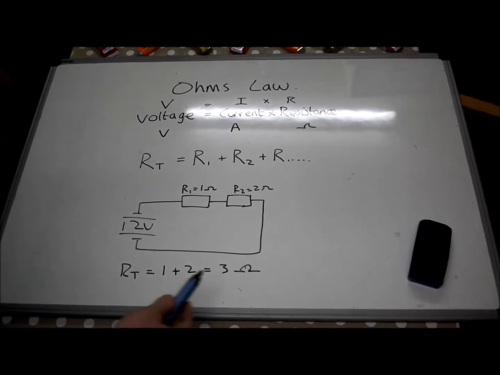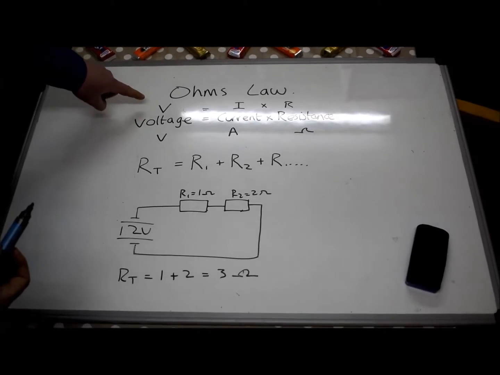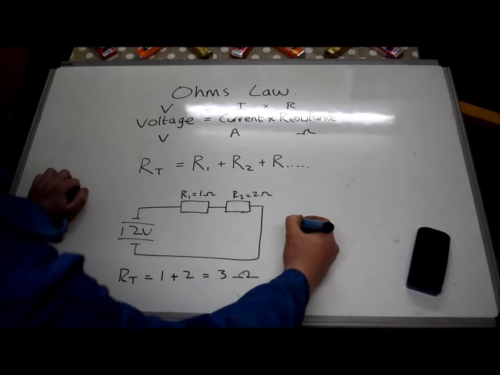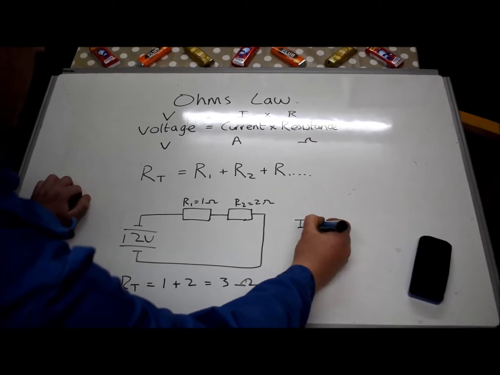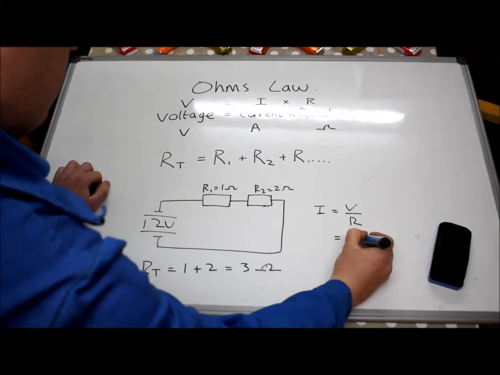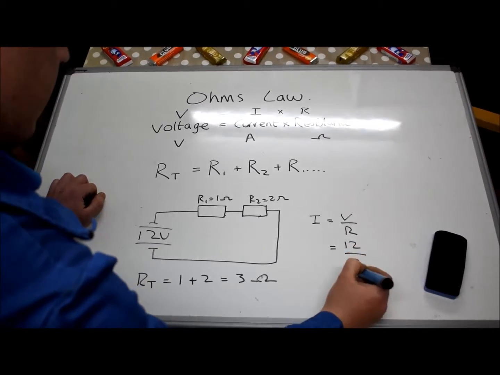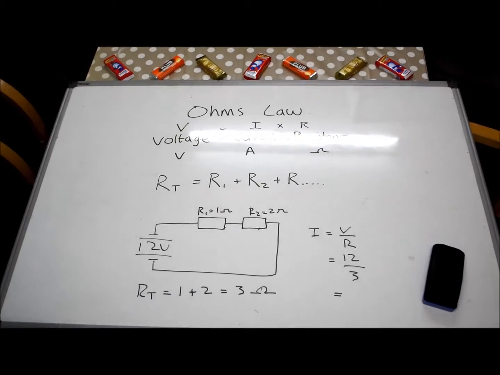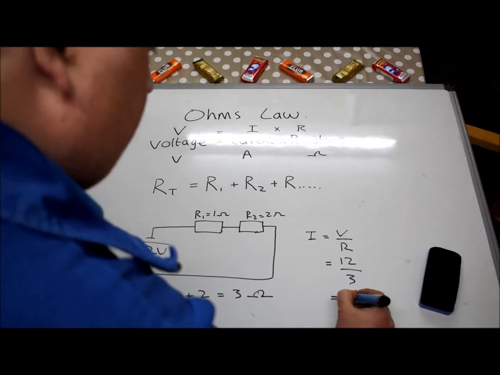And then we can put that into the Ohm's law equation. So the current flowing in that circuit would be equal to 12 divided by 3, which is 4 amps.